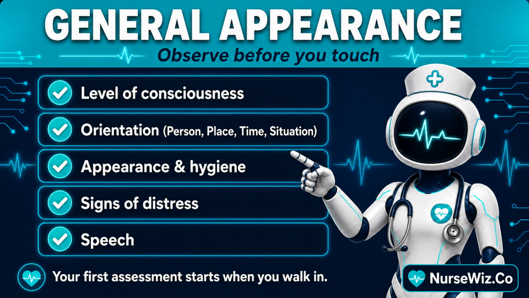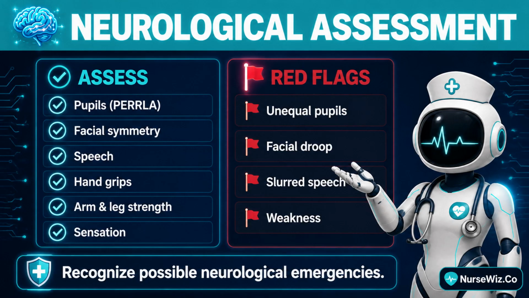A normal picture looks like this. Your patient is alert, they're oriented, they're speaking clearly, they appear comfortable. You gathered all of that before you ever put a hand on them. Next, the neurological system. Check the pupils.